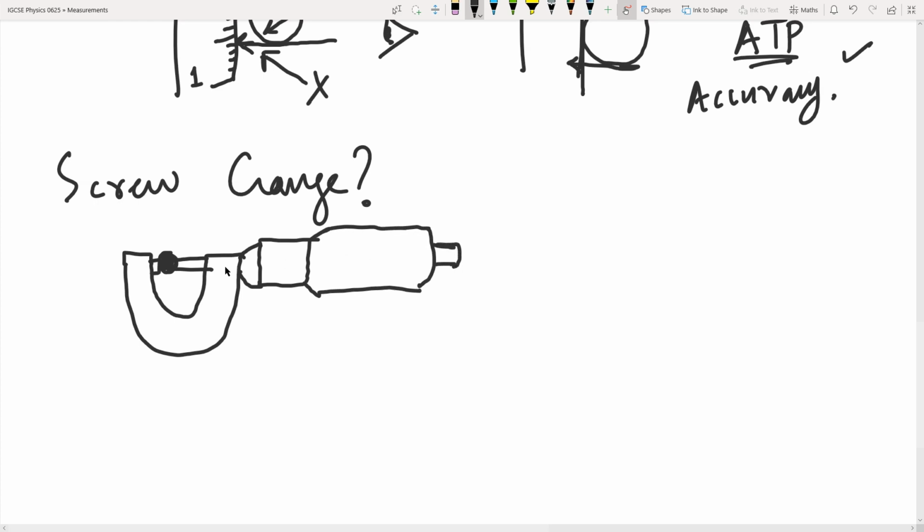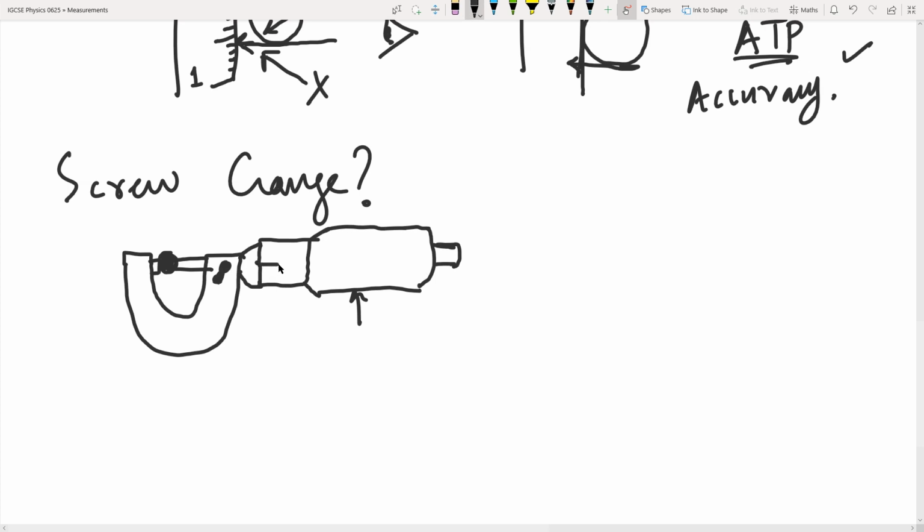So, and there's a locking screw. Now the parts of this are not important because there isn't going to be a question about this, but this is what we call... sorry, let me just correct this. It's not screw, it's called the circular scale, right?